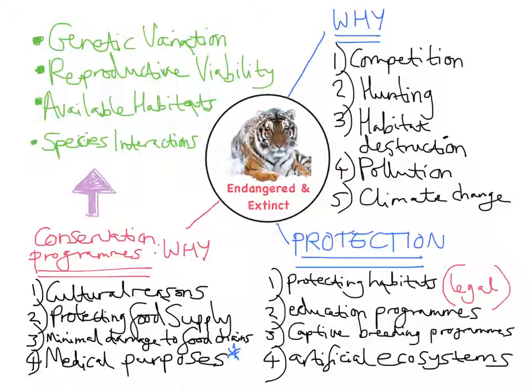So without those correct interactions between different species, without the available habitats for them to survive in, without that reproductive viability, and without sufficient genetic variation, so these 4 things I've listed in green, you're not going to have a successful conservation program.